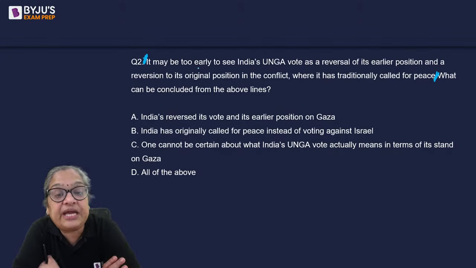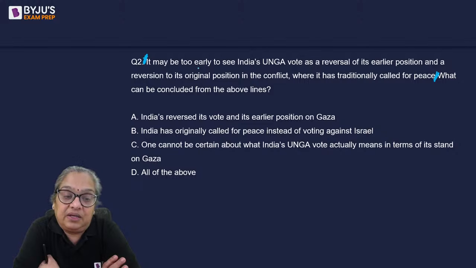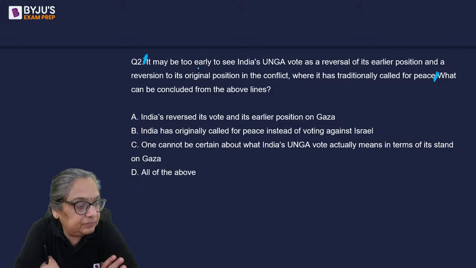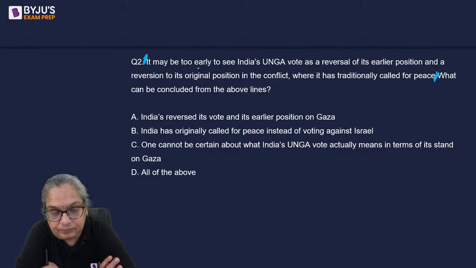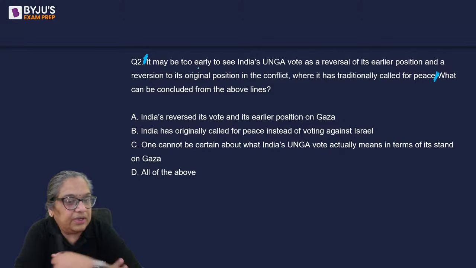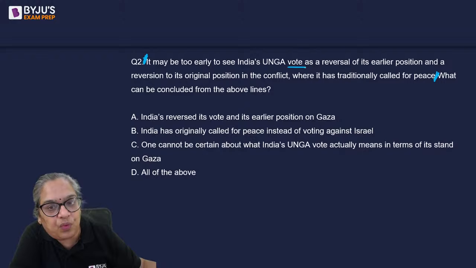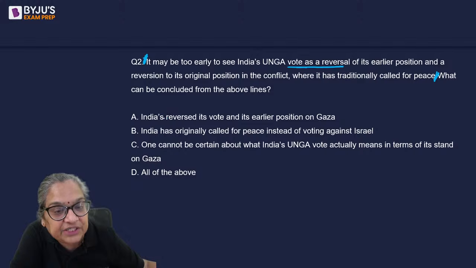It's too early to say that India reversed its vote and its earlier position. India changed its vote. Okay, it's too early to see it as a reversal, but it has changed its vote.